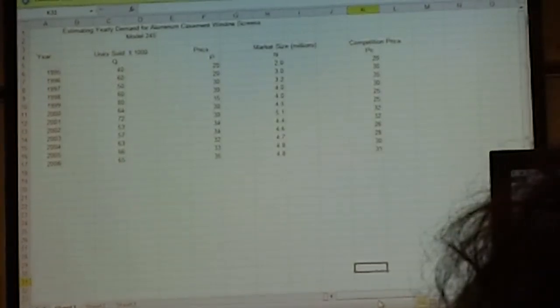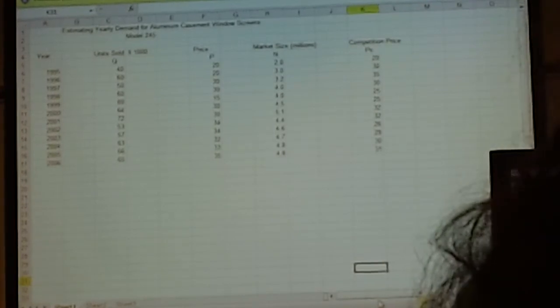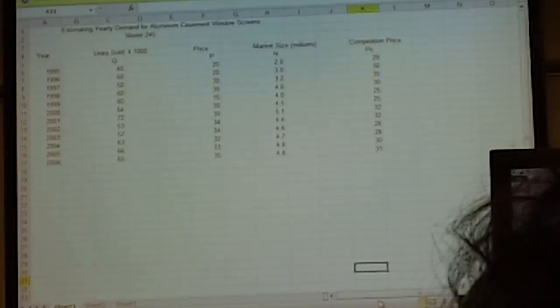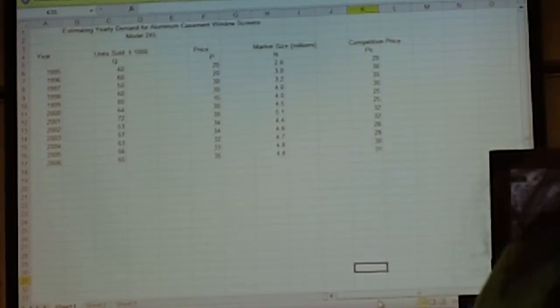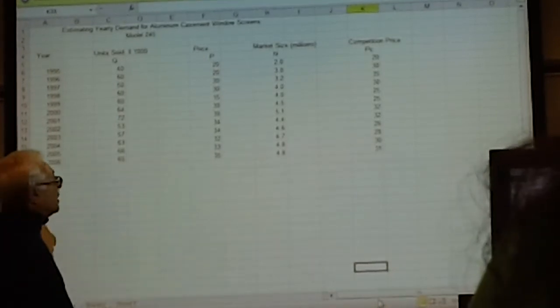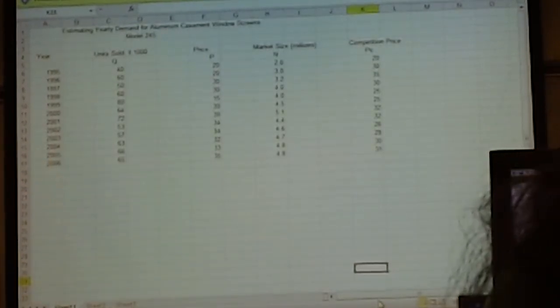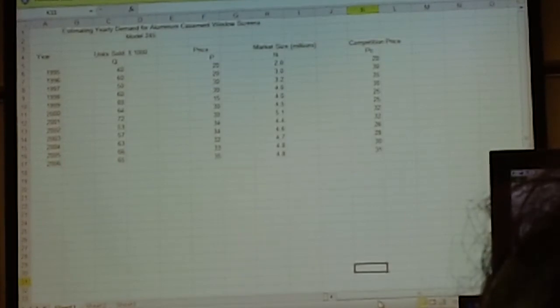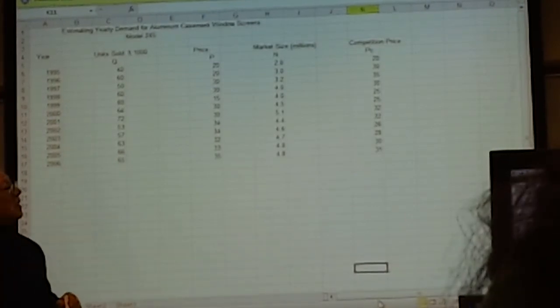We want to get a model for units sold, Q. Q is equal to B0 plus B1 P, which is the price, right, plus B2 N, which is the market size, plus B3, the price of competition, we'll call PC, the competitive price.